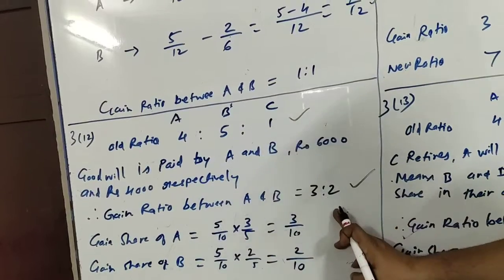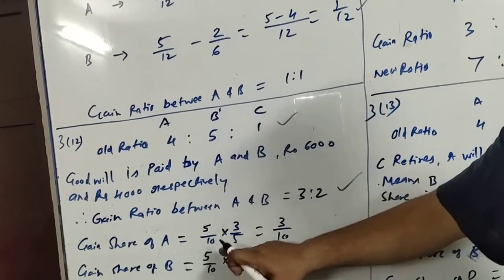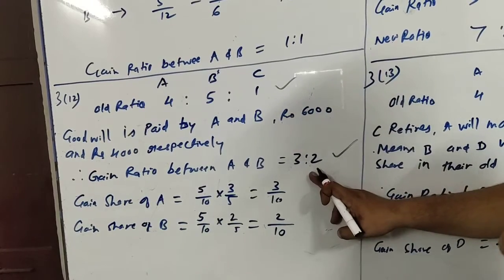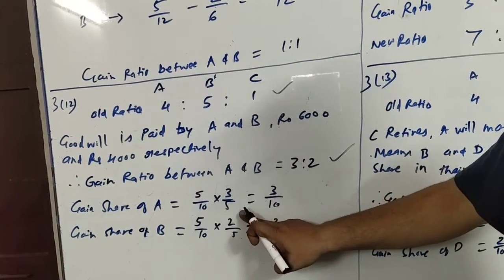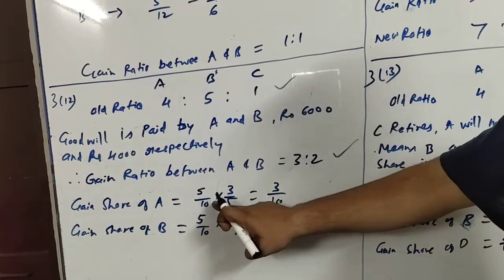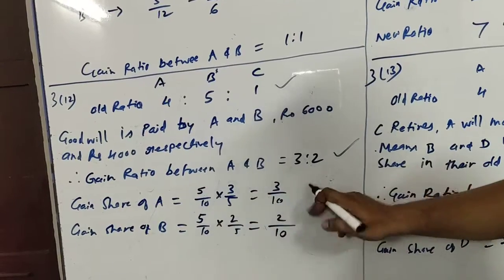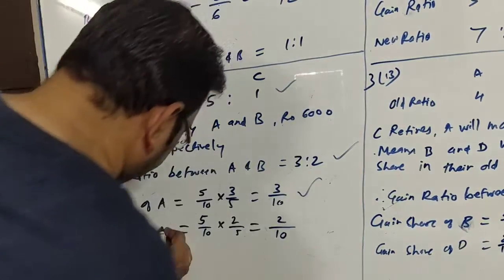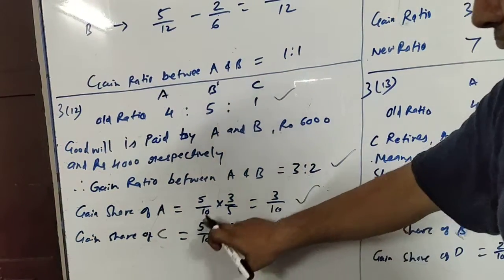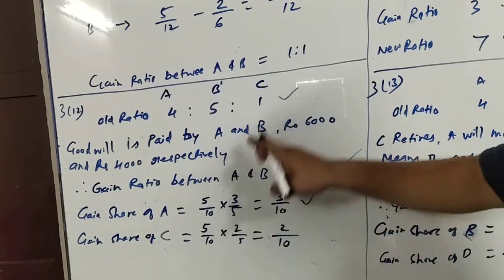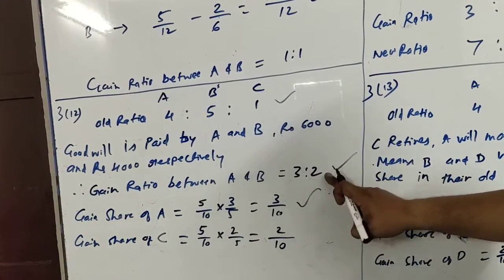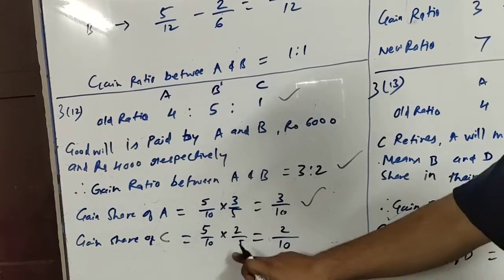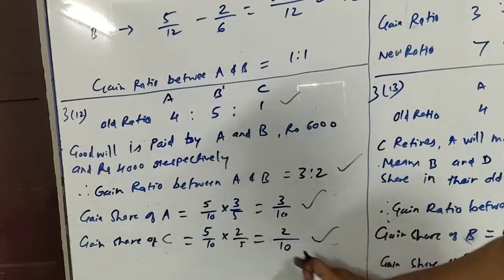Now we will find gain share. Gain share of A will be, how much is the retiring partner's share? 5/10. So 5/10 into his gain share based on gain ratio, which is 3/5. So 5/10 into 3/5, 5 will get cancelled. 3/10. We talk about C. Retiring partner's share is 5/10 and gain ratio 3:2, and gain share based on gain ratio is 2/5. So 5/10 into 2/5. 5 will get cancelled and 2/10. So gain share of A comes 3/10 and gain share of C comes 2/10.